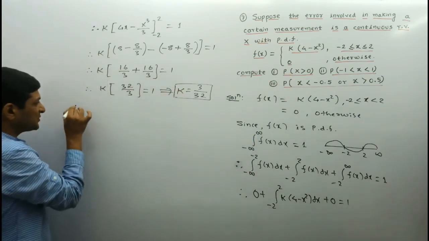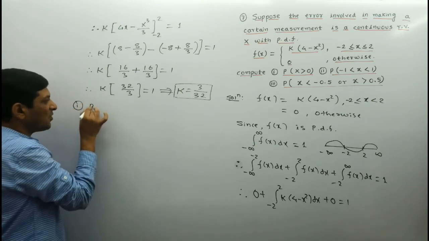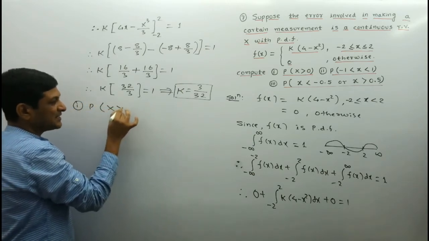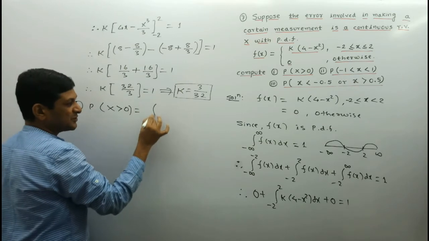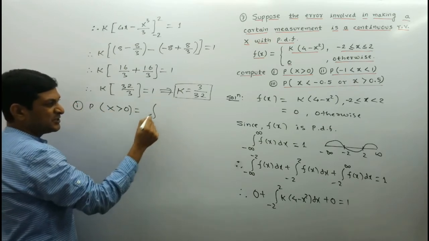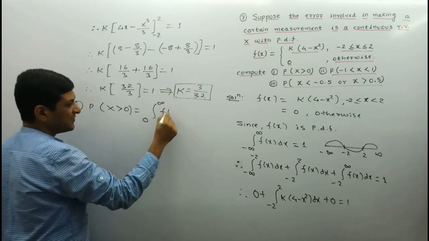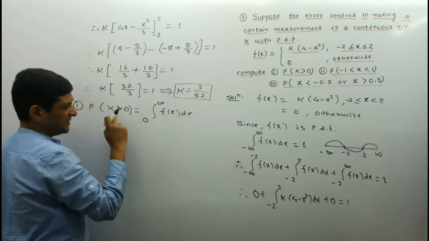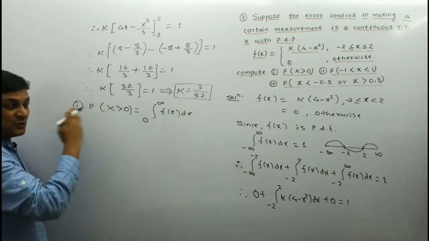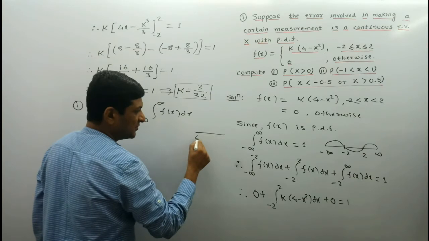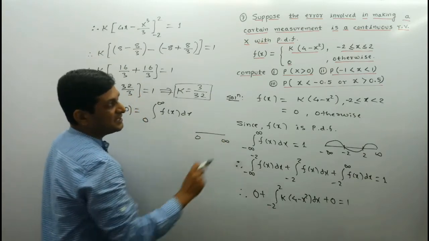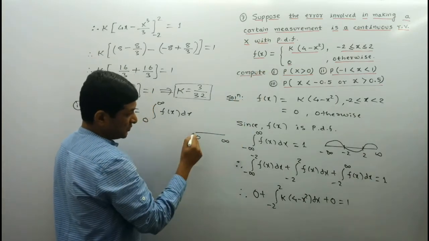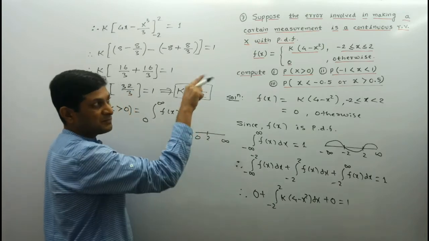So what is our first required value? P of x greater than 0, which is equals to, so value of x is greater than 0 means 0 to what? Infinity. F of x dx, this will be our limit. X is greater than 0 means 0 to what? Infinity. So 0 to infinity, but in between minus 2 to plus 2. So 0 to 2 lies in between what? Minus 2 to plus 2.